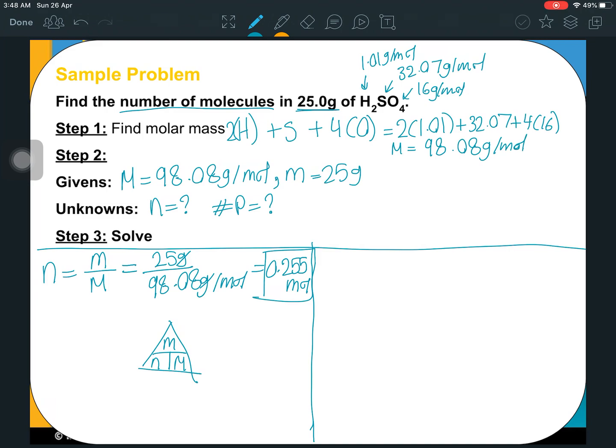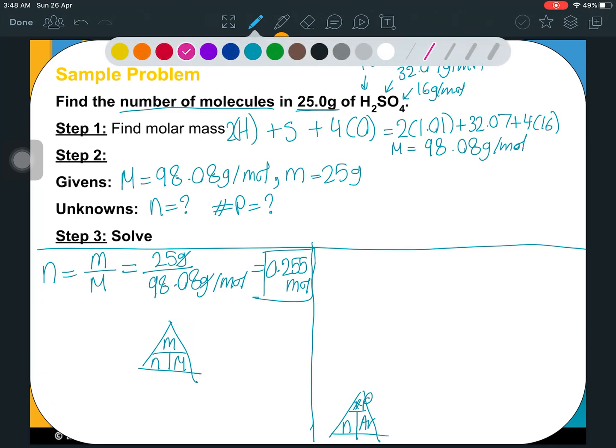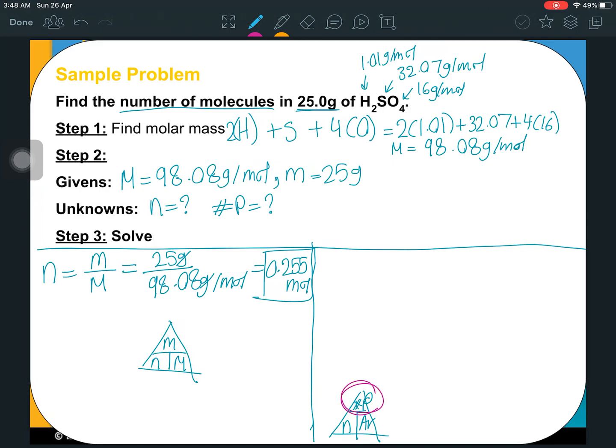All right, so we were using this triangle here, N, m, M. Now I want to use this triangle. Now that I know my number of moles, I'm going to use this. So number of particles divided by N times Avogadro's number. So this is what I'm looking for right here. And I know Avogadro's number because it's a constant, and I also know my number of moles because I found it right there.